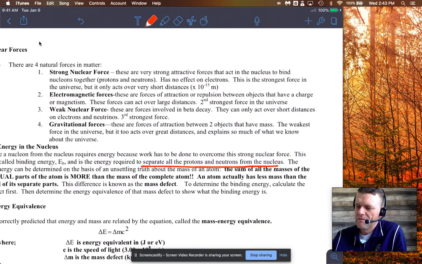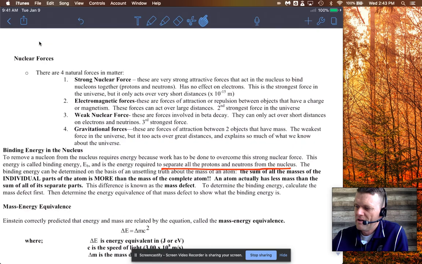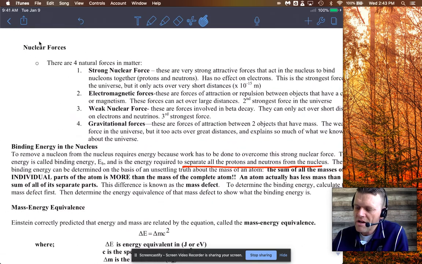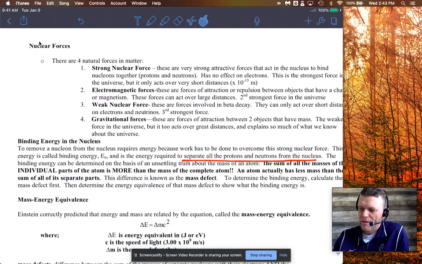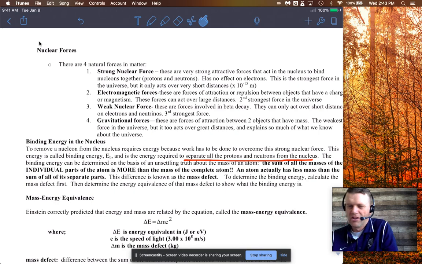The binding energy can be determined on the basis of an unsettling truth. And here it is. The sum of all the masses of the individual parts of an atom is more than the mass of the complete atom. That means an atom actually has less mass than the sum of all of its separate parts. What does that mean? It's crazy. It's really crazy. So this is a little quick example for you.